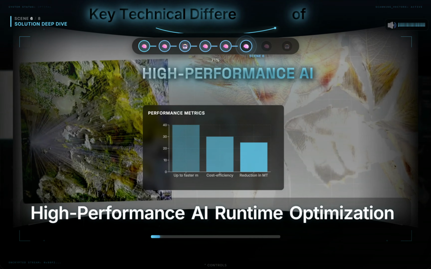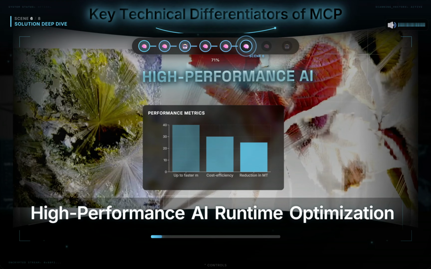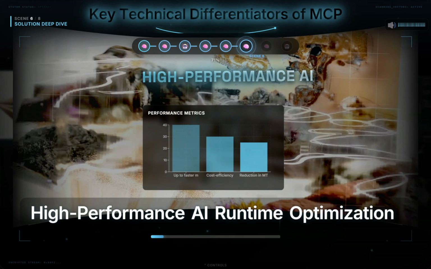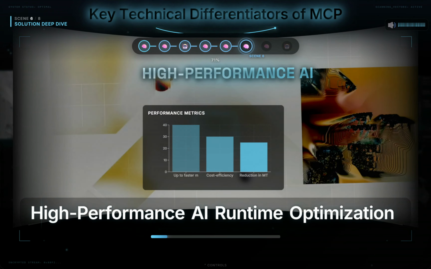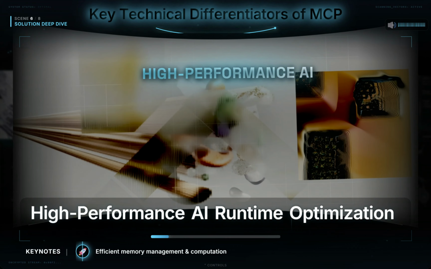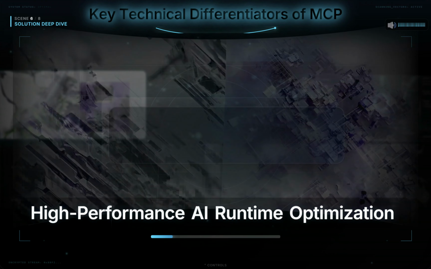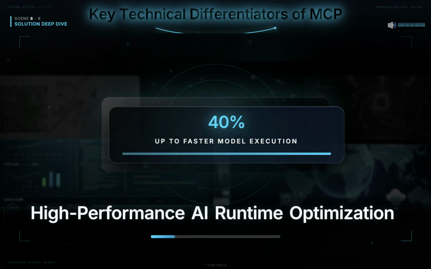First, high-performance AI runtime optimization. MCP's runtime is purpose-built, deeply optimized for AI workloads. This means intelligent memory management, accelerated computation, and smart resource scheduling. Developers gain less infrastructure tuning, more focus on algorithms.